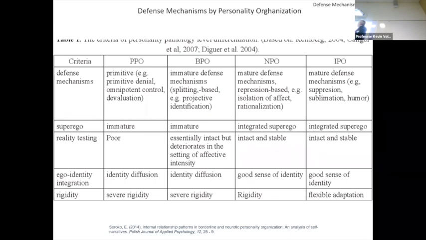Borderline personality disorder, a lot of identity diffusion. Narcissistic personality organization, actually identity is pretty good. They have a pretty good sense of who they are because their identity is crystallized around this narcissistic self. And we're going to talk about more of that in detail. So they have a better sense of identity because it's crystallized around this narcissistic self image.